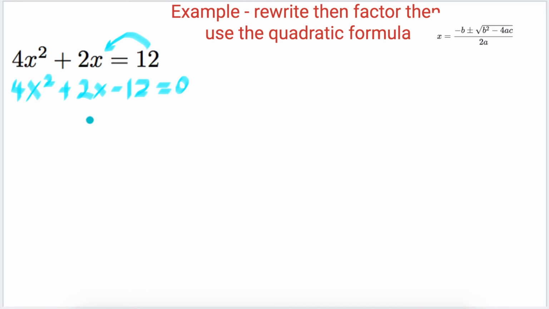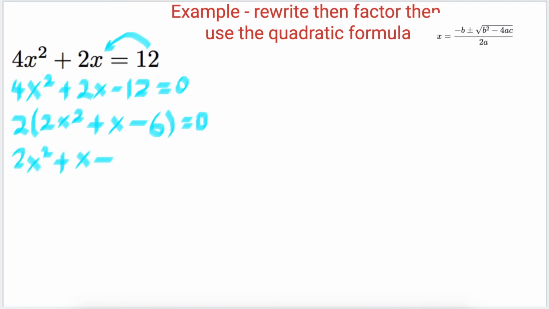Before we start to choose the a, b, and c, if you look at the coefficients 4, 2, and 12, notice that there's a common factor. So the common factor is going to be 2. So when you factor out 2, you remain with 2x squared plus x minus 6 equals 0. Once you have it in this form, you can divide both sides by 2 and you remain with 2x squared plus x minus 6 equals 0. So now we can choose a, b, and c.